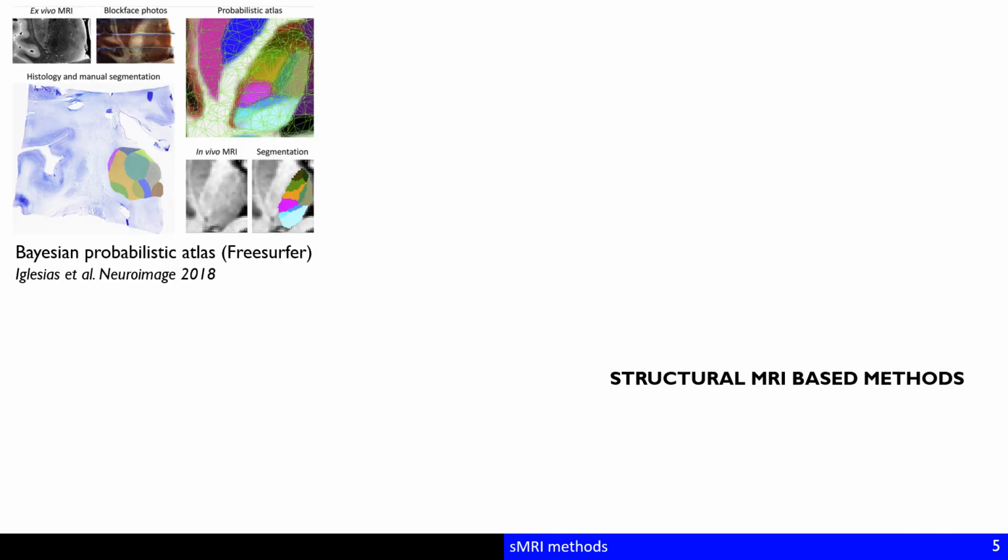Structural MRI-based methods are very popular. However, they've not been much used for segmentation because they have poor contrast properties. On the top left is the Bayesian probabilistic atlas, which is part of FreeSurfer, and uses a Bayesian estimate derived from pathology-based segmentation mapped onto MRI images.